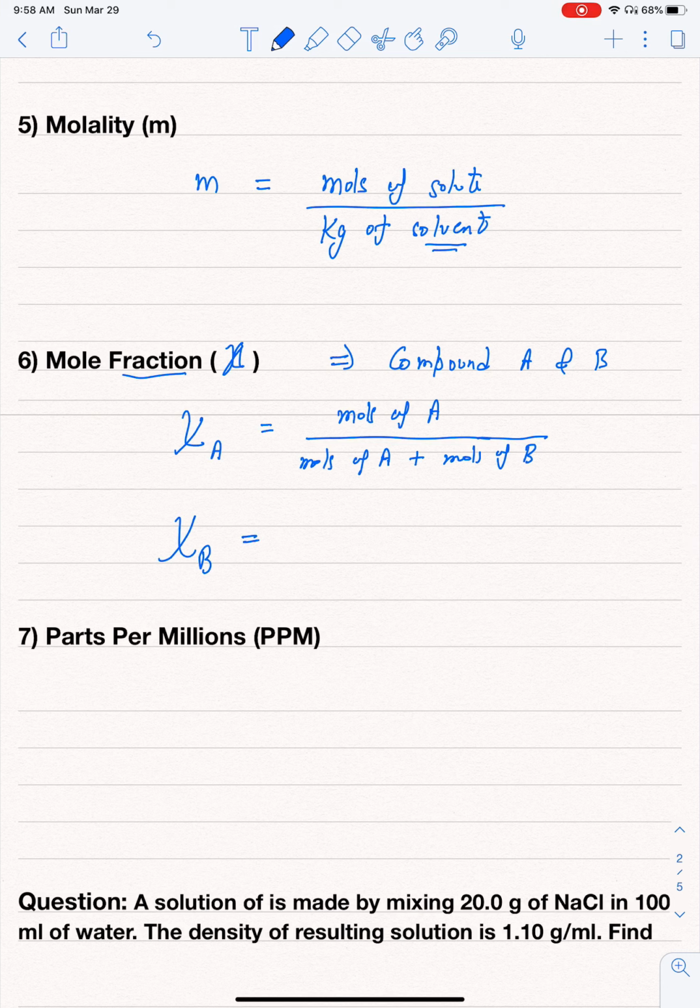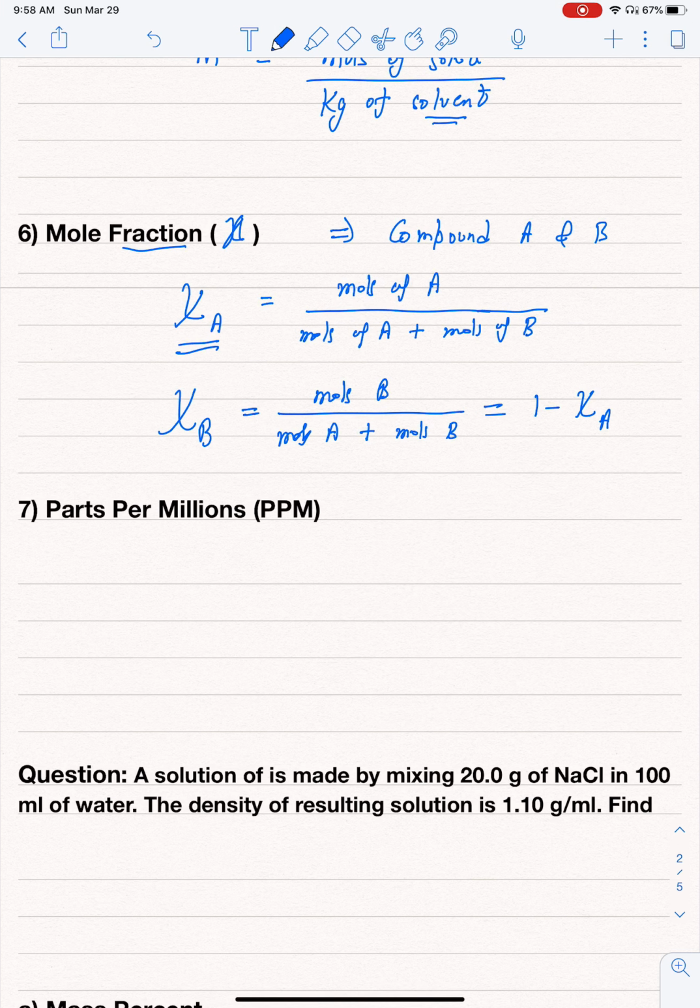The mole fraction of B is going to be the moles of B divided by moles of A plus moles of B. Now, the sum of the mole fractions is always going to be equal to 1. So if you know the mole fraction for one compound, you can easily figure out the mole fraction of the second compound, which means if I know the mole fraction of A, to calculate the mole fraction of B, I would do 1 minus the mole fraction of A.